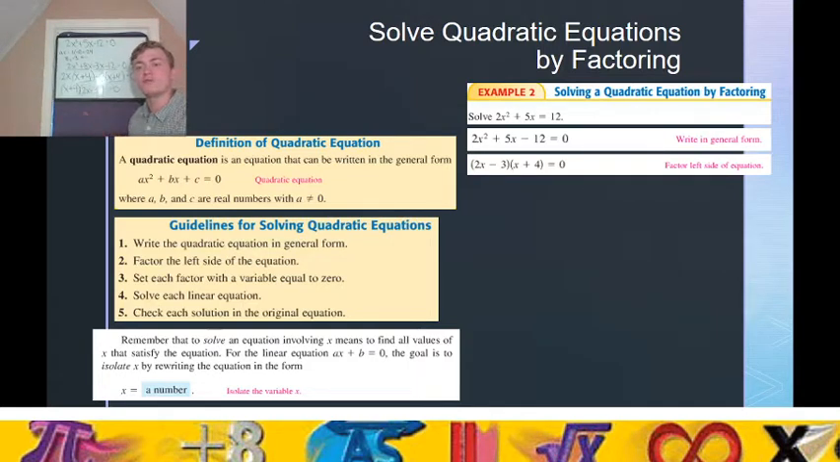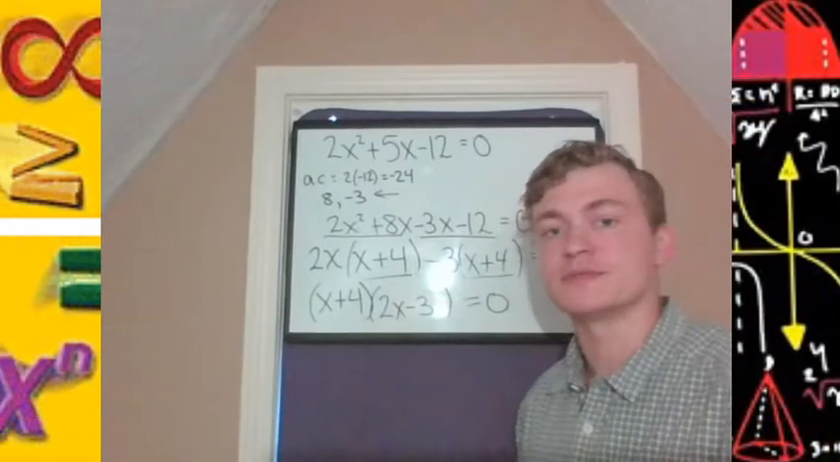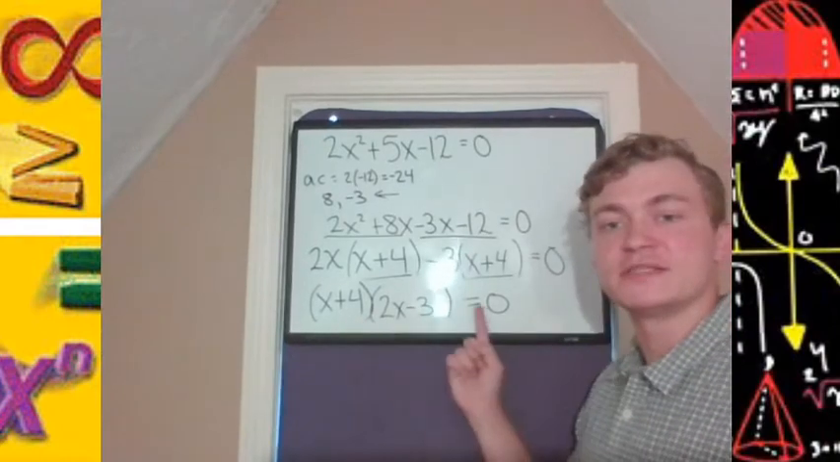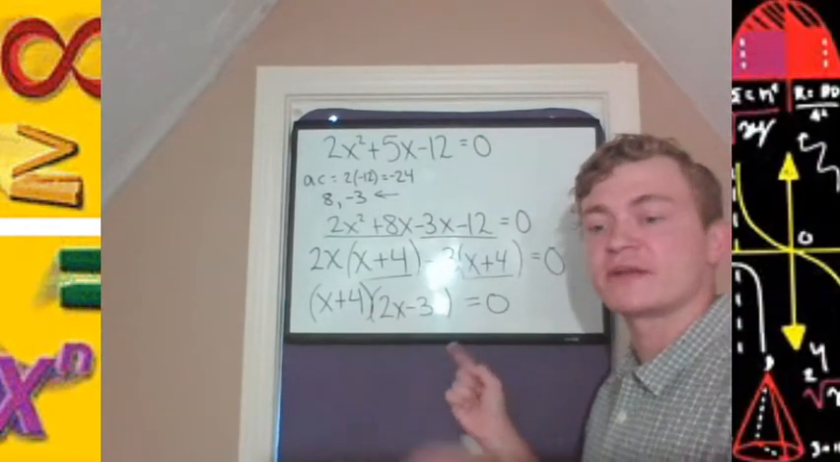But now, what have we been able to do? We factored our trinomial once we moved the 12 to the left side by subtraction. We now have the product of two expressions equal to 0. So we will set each factor equal to 0 and solve, according to our guidelines for solving quadratic equations. So the x plus 4 factor, set equal to 0. The 2x minus 3 factor, we will set equal to 0.